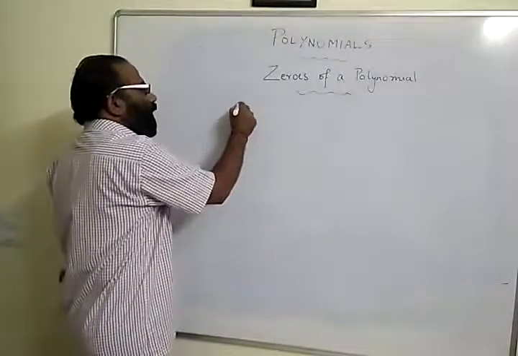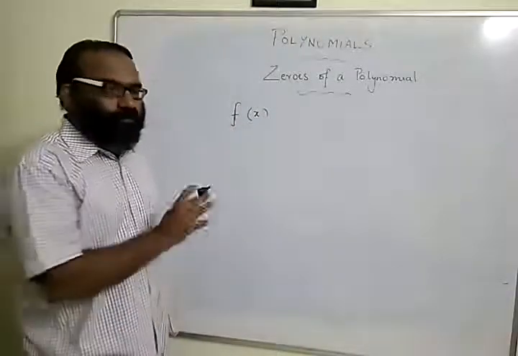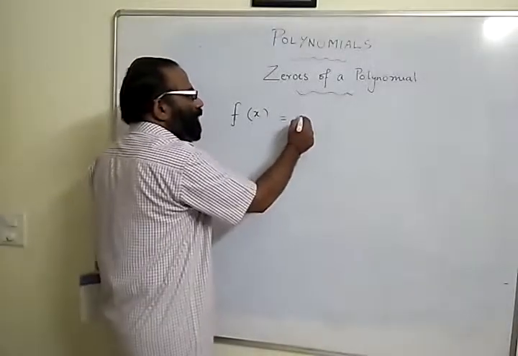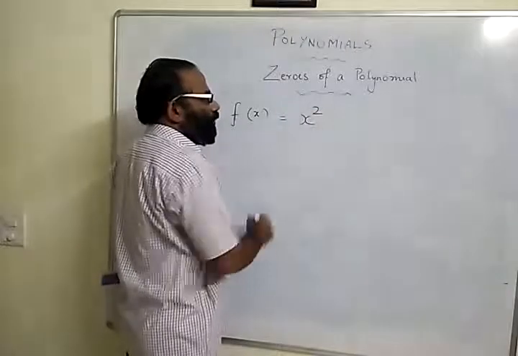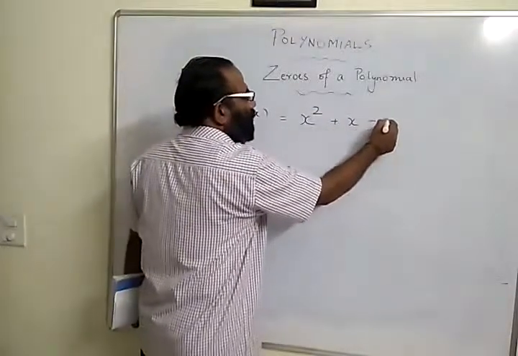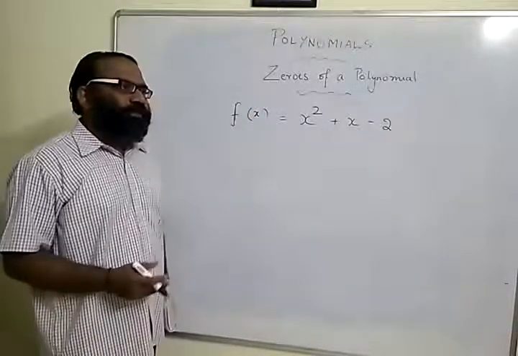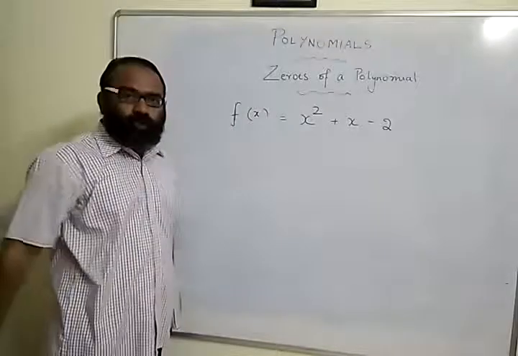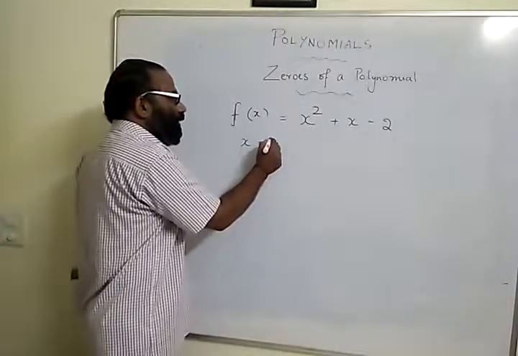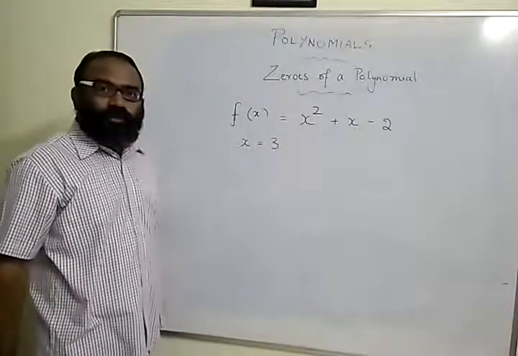Let us say f of x. So it is a function of x. F of x represents a function of x, and this is representing a polynomial. Let us say this polynomial is x squared plus x minus 2. Suppose the question is, what will be the value of this polynomial when x is, let us say, 3?